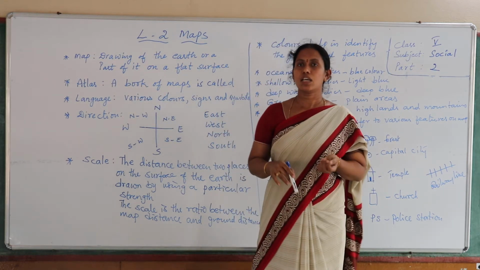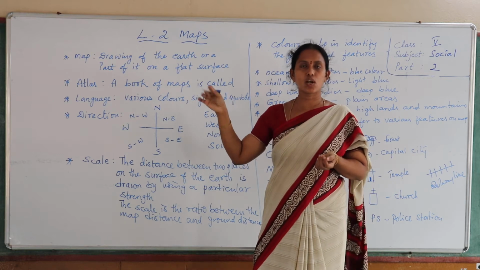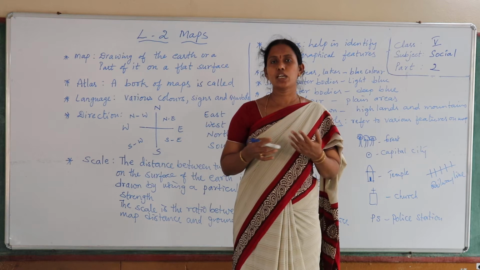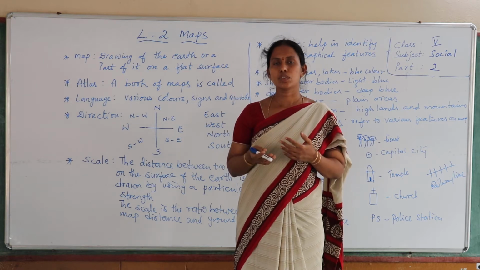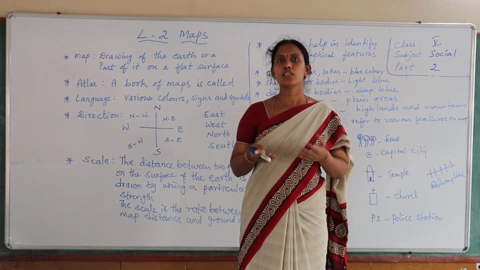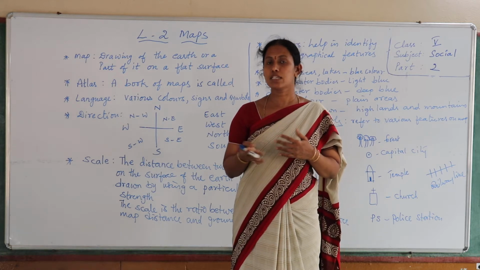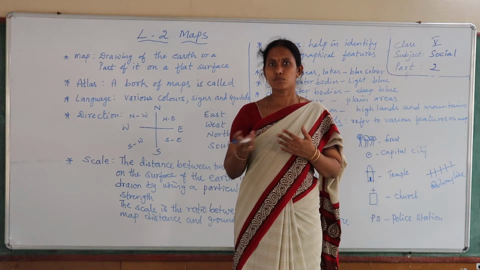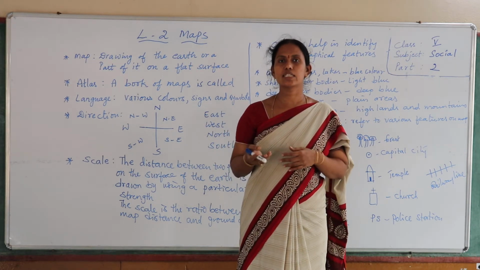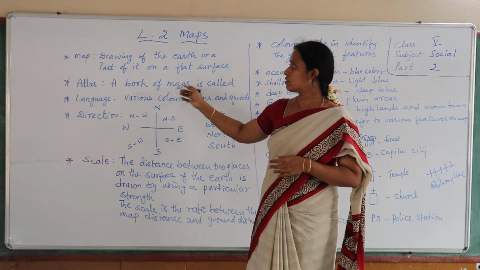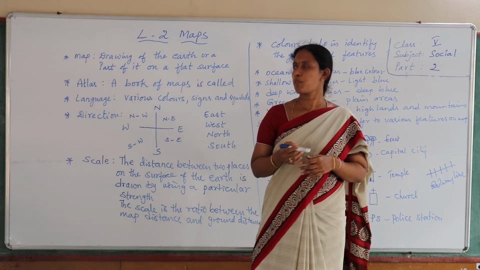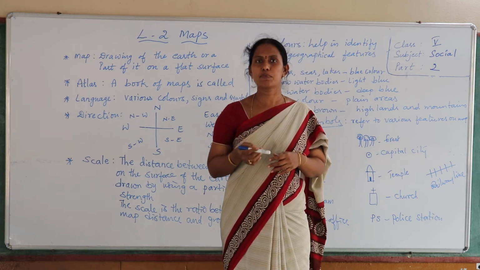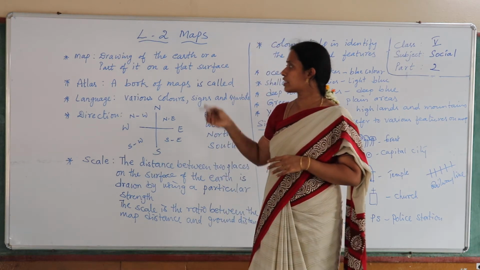Next, atlas. What is an atlas? A book of maps is called an atlas. So we can see so many maps in the atlas. Whatever map we want, we can see that map in the atlas. We can find out the various places and landforms, mountains, oceans, continents, etc. from the atlas. So if you have any atlas, you can see the different types of maps in it. You can find that easily.